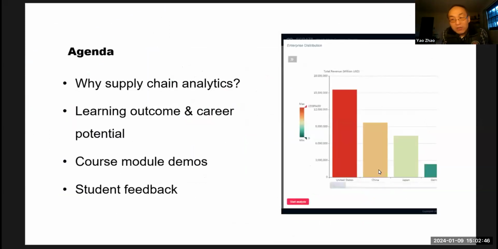Okay, so let me first answer the question of why supply chain analytics, specifically the recent transition from supply chain management to supply chain analytics, and the significant unmet demand for talent. They are summarized in visualization-based new course modules that are designed to meet this demand, and their learning outcomes and career potential. I will also demo a few exciting moments of these modules, so you can get some hands-on experience. And finally, I will share the feedback from students.